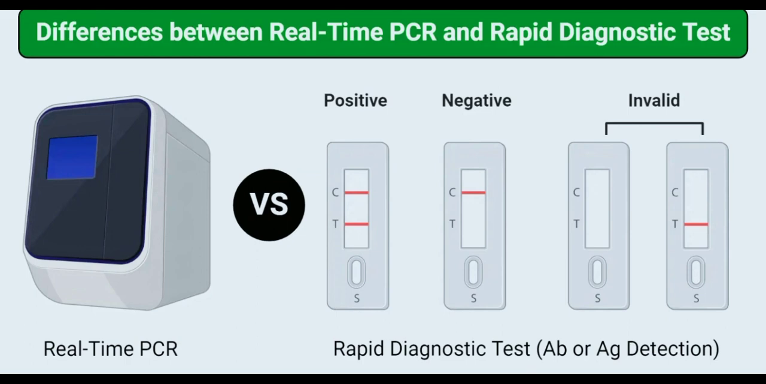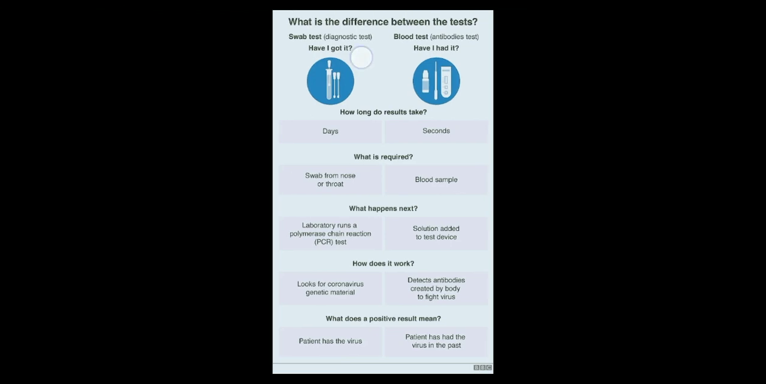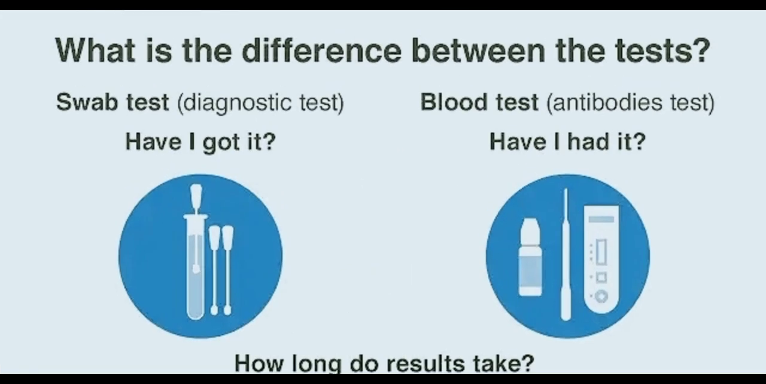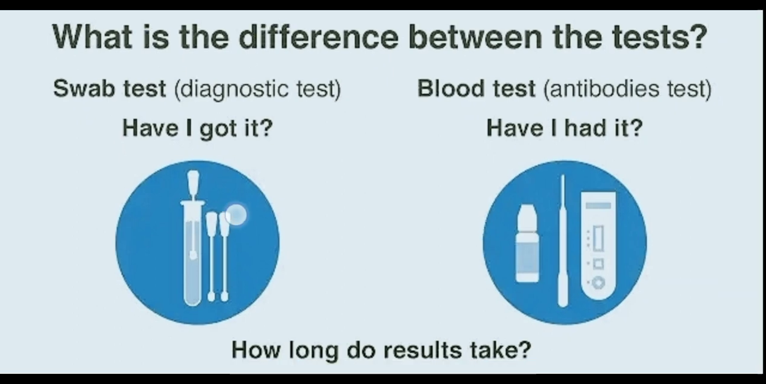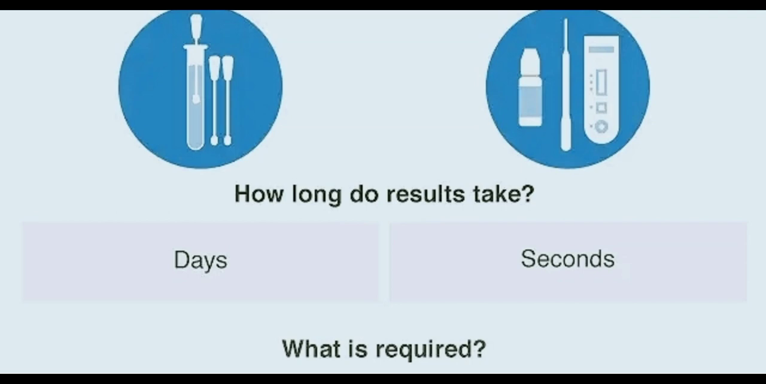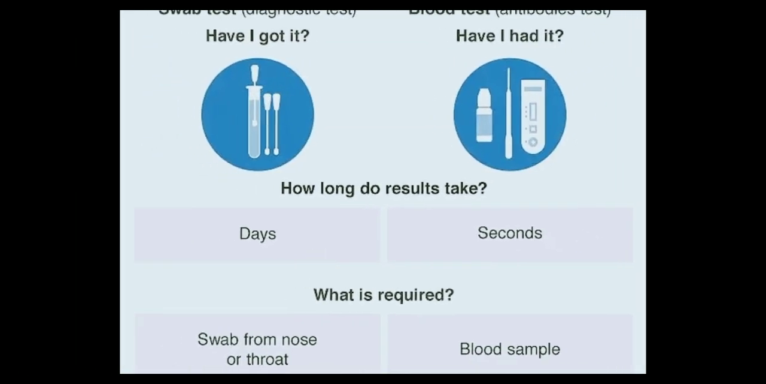Now let's see the difference between the tests here. Here in PCR test, the sample is a swab, and in the RDT test, the sample is a blood test, the antibody test. How long do results take? Actually, PCR is a long process technique, so it takes time, and RDT is a short process technique, so it takes about 10 to 15 minutes only.